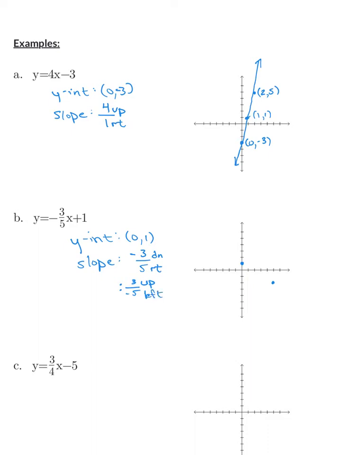So picking a point, let's start with our y-intercept again. And let's go ahead and move according to this. So my y-intercept, we're going to start here. And I want to go up 3, 1, 2, 3. And I want to go to the left 5, 1, 2, 3, 4, 5. So we should end up somewhere in the second quadrant.